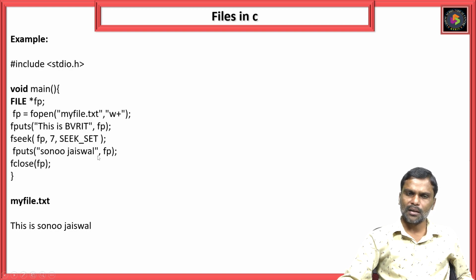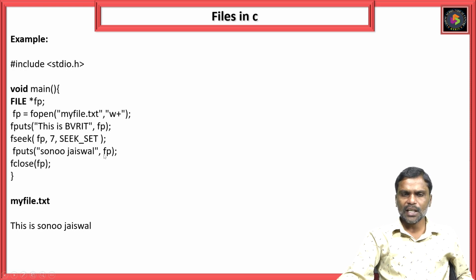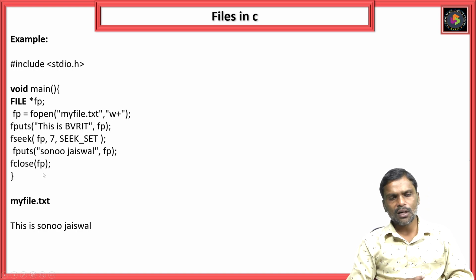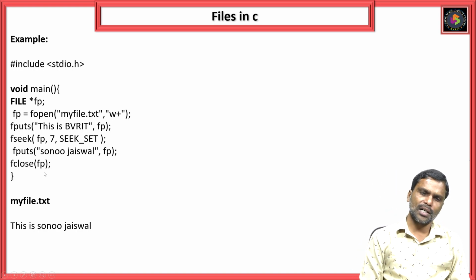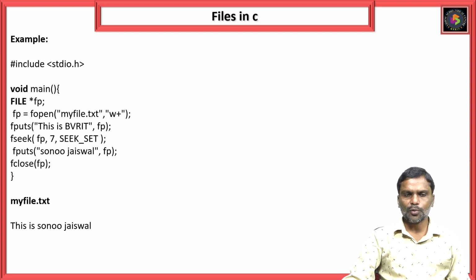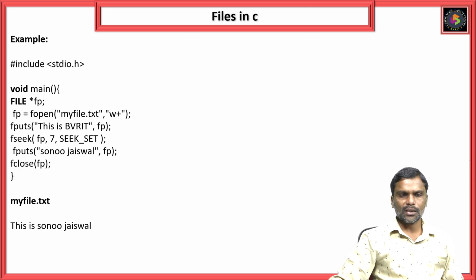And this is the syntax we have seen, fputc, with the same file pointer. Once writing and reading are over, we have to close the file. What is the syntax of closing the file? fclose, fp. Then we compile this, and if you have a file in the location, we will get the output: this is Sonu Jaiswal. I hope you can understand.